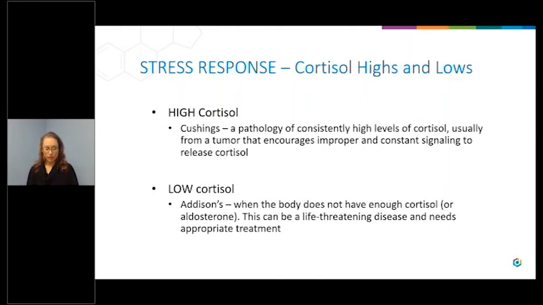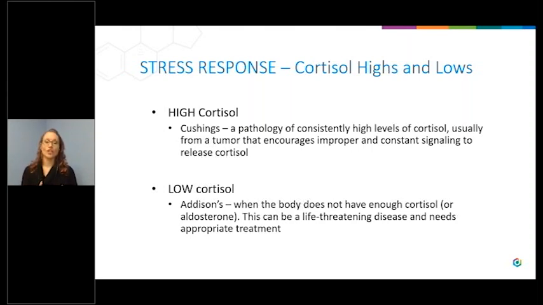With the stress response, cortisol can definitely have its highs and its lows when we're talking about pathologic issues, and these are significant considerations when looking at cortisol function and how the body's releasing cortisol. When you have too much cortisol, this is called Cushing's. This is usually a pathologic state of consistently high levels of cortisol. Cortisol has a diurnal rhythm. It goes up and down throughout the day. With Cushing's, you don't see a pattern. And this is usually from a tumor that encourages improper and constant signaling to release cortisol.